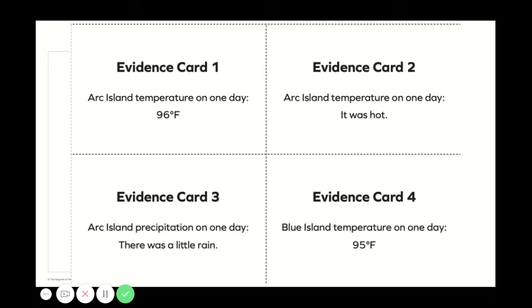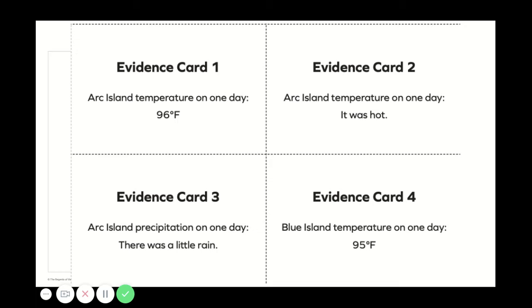Evidence card 2. Ark Island temperature on one day, it was hot. If you think that's strong evidence, write the card number 2 in the box that says strong evidence. If you think it's weak evidence, write it in the box that says weak evidence.